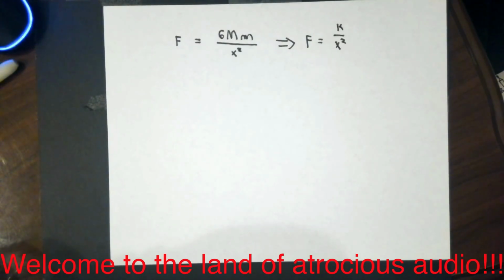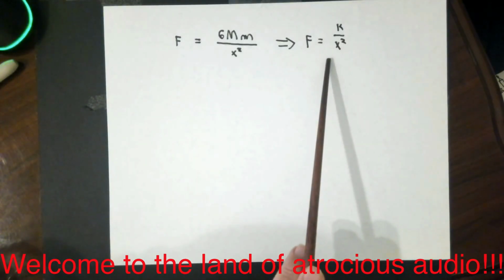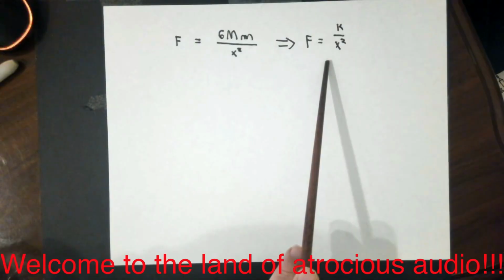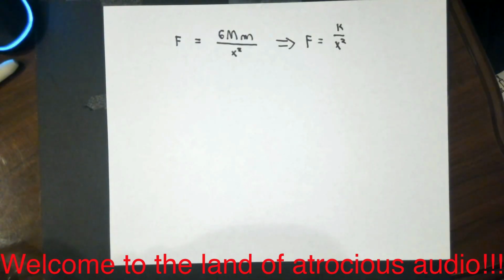In any case, if the masses of the objects don't change, then I can treat the top of the fraction, gmm, as a constant. My force law now reads F is a constant divided by x squared, which is very reminiscent of Hooke's law, which was force equals constant times x.